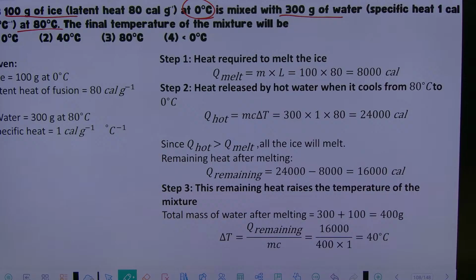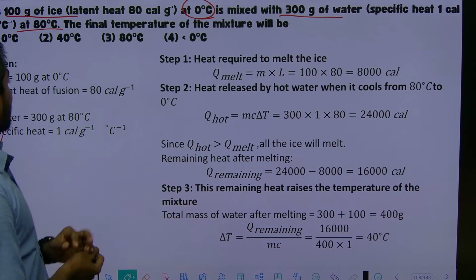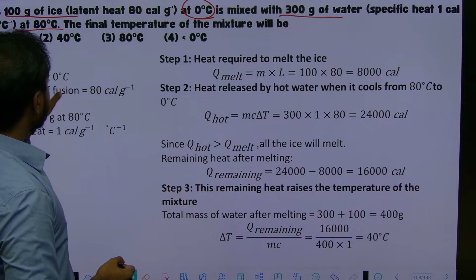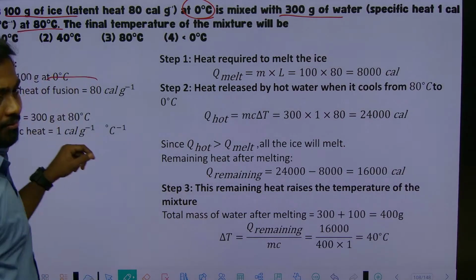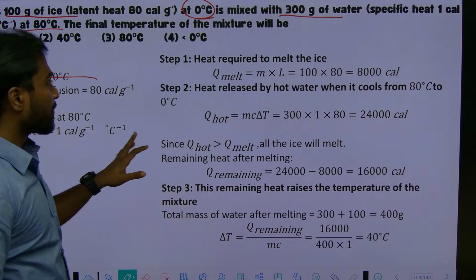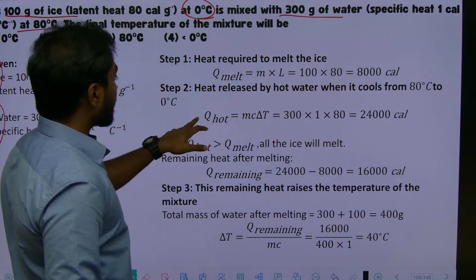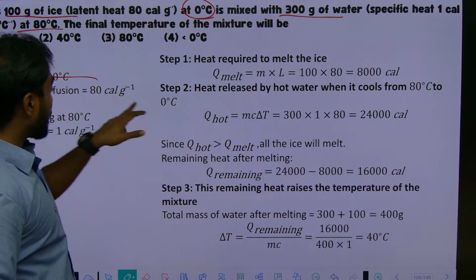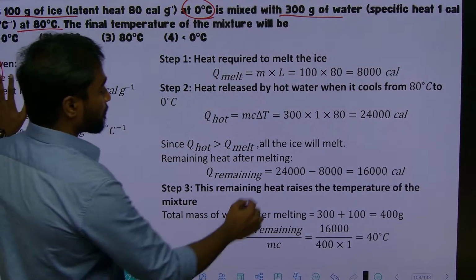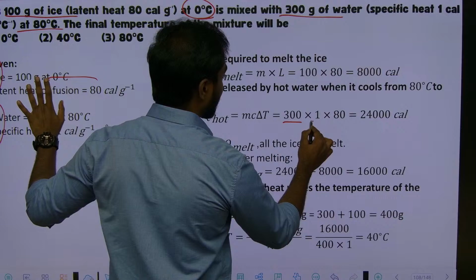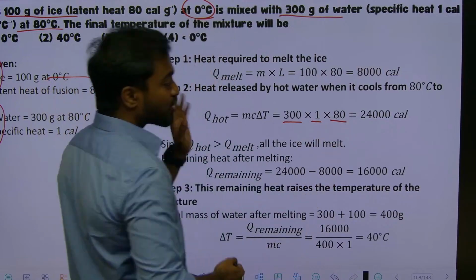Equals to 100 gram at 0 degree Celsius, latent heat of fusion, and water specific heat. These are the 2 points we can understand here. At 0 degree Celsius, the state is getting changed. So Q melt is m into L, that is 100 into 80. And for the water at 80 degrees Celsius, 300 is the mass and specific heat is 1 and 80 is the changing temperature.